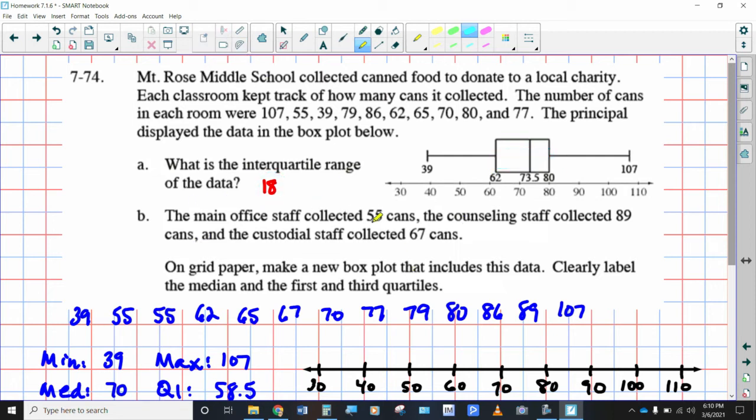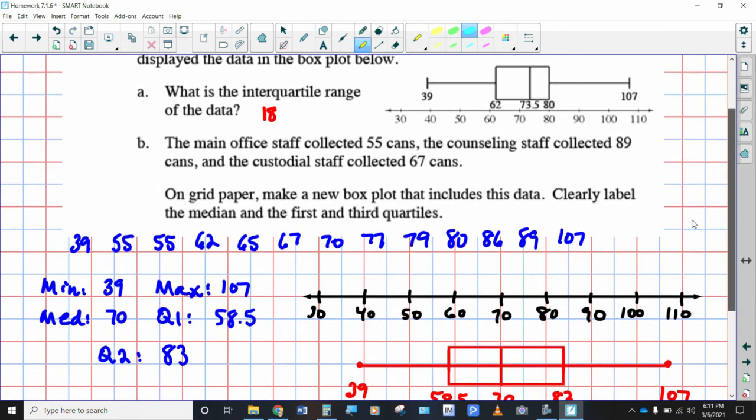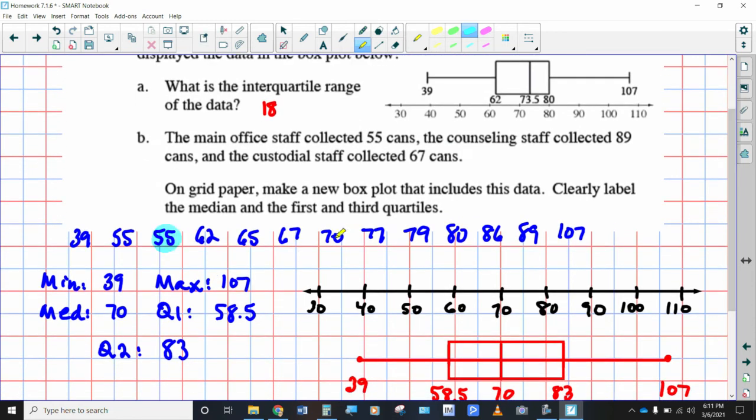All right, the main office collected 55 cans, the counseling staff 89, and the custodial staff 67. So now we've got to create a new box plot by plugging in these numbers. And now we've got a total of 13. 1, 2, 3, 4, 5, 6, 7, 8, 9, 10, 11, 12, 13. So we've got to work through the process. We've got to find the minimum, the maximum, the median, and the 2 quartiles.